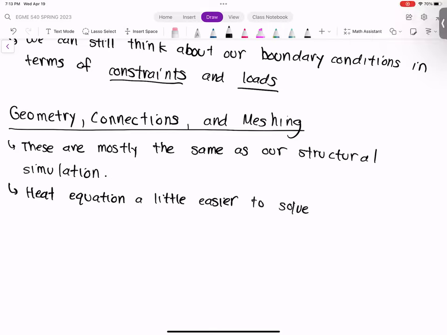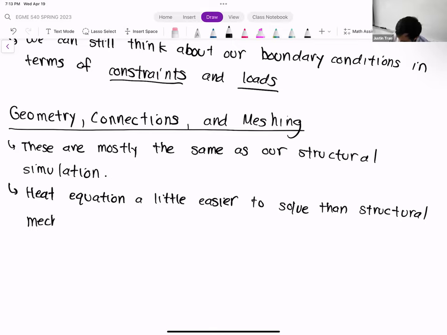Are you inferring that heat simulations are less computationally expensive than structural simulations? They are, yes. Sounds good.